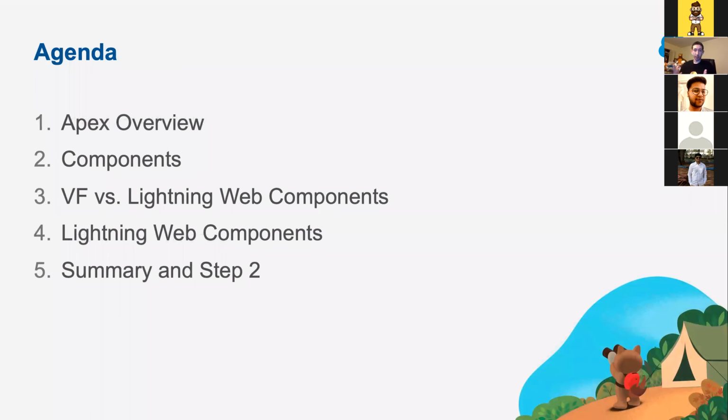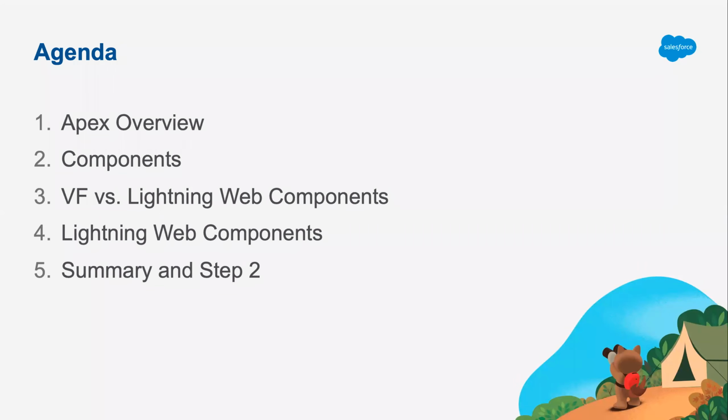All right, so I'm going to start things off with an Apex overview. We're going to talk about what we mean when we say components. We're going to do a compare and contrast between the old way of programming, Visualforce, and the new way of programming in Salesforce with Lightning Web Components. We're going to do a deep dive into Lightning Web Components and do some more demos, take a look at some code. And then we're going to wrap things up and talk about, all right, where do we go from here? Where's step 2, and maybe even step 3, where do we go from today?